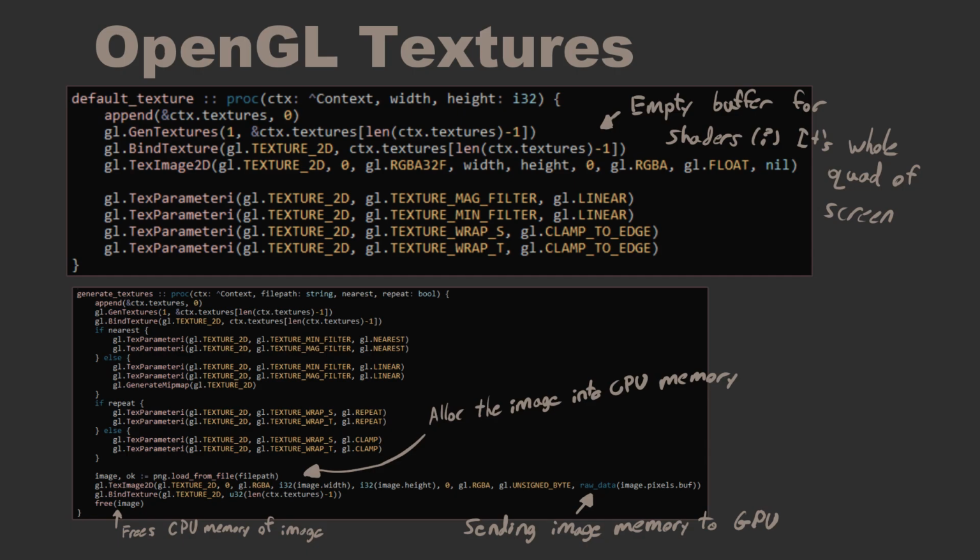OpenGL textures. Default texture just setting up an empty buffer that has the whole screen space as the image. Generating textures. Odin has a PNG loader. You allocate the bytes of the image into CPU memory as a buffer. Set the size and flags for the GPU, then you send the buffer to the GPU and clean the CPU memory.